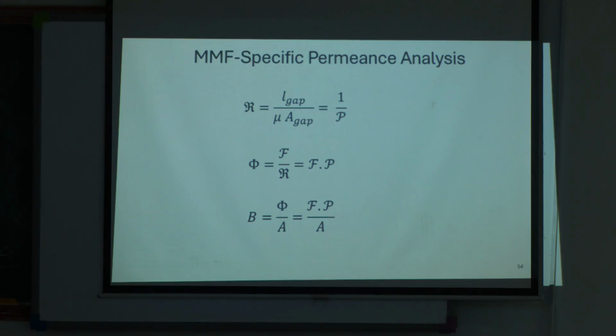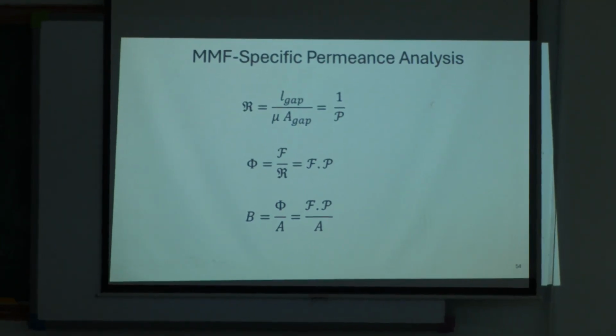So what is MMF? MMF we know is the product of flux and reluctance. Reluctance is the length of the gap divided by permeability times the area of the gap. Reluctance is the inverse of permeance. Permeance is the ability of the magnetic medium to allow flux lines to pass through, whereas reluctance is the opposite. So in order to calculate flux, we need MMF and divide by reluctance, or we can multiply it with permeance.